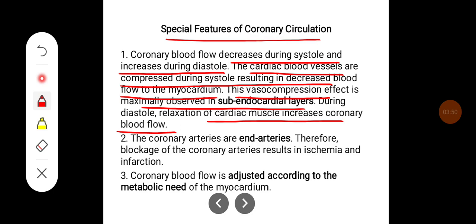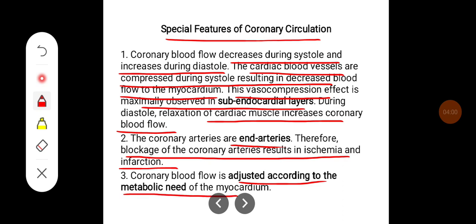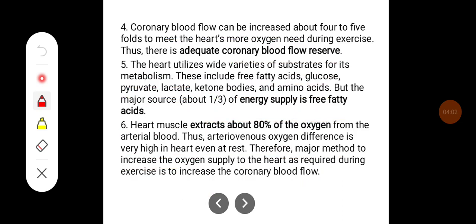The coronary arteries are the end arteries. Therefore, blockage of the coronary arteries results in ischemia and infarction. The coronary blood flow is adjusted according to the metabolic need of the myocardium. Coronary blood flow can be increased about 4 to 5 folds to meet the heart's more oxygen need during exercise. Thus, there is adequate coronary blood flow reserve.